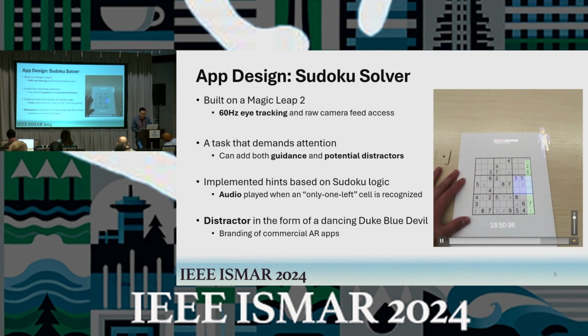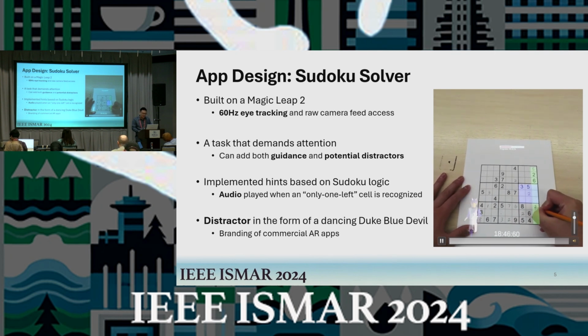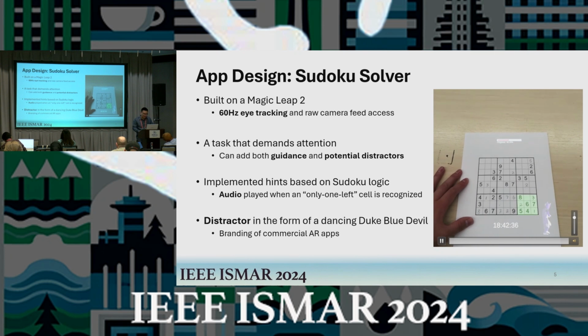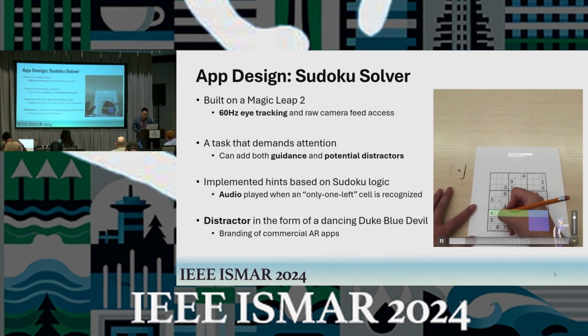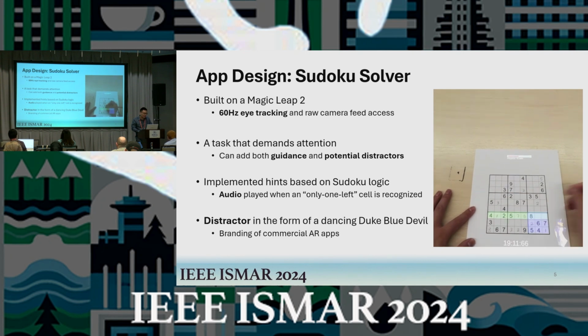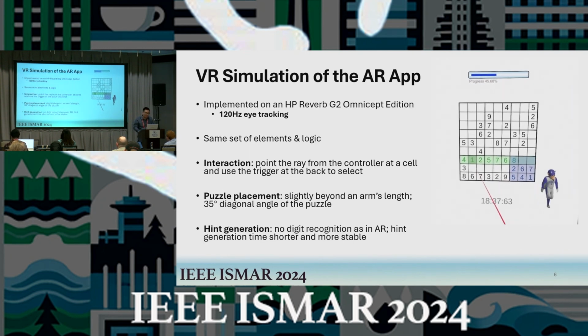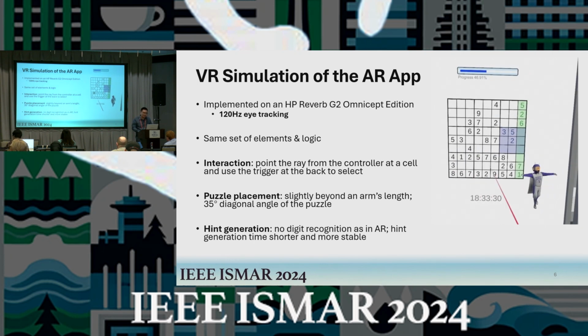This design reflects the idea of branding of commercial apps and was displayed in a way that adds amusement to the experience, with the potential possibility of being distracting. We also added common task-related, indirectly helpful elements, such as the progress bar and the timer, to the app. To compare attention patterns in AR versus VR, we developed a VR version of the same app, implementing the same set of elements and logic.